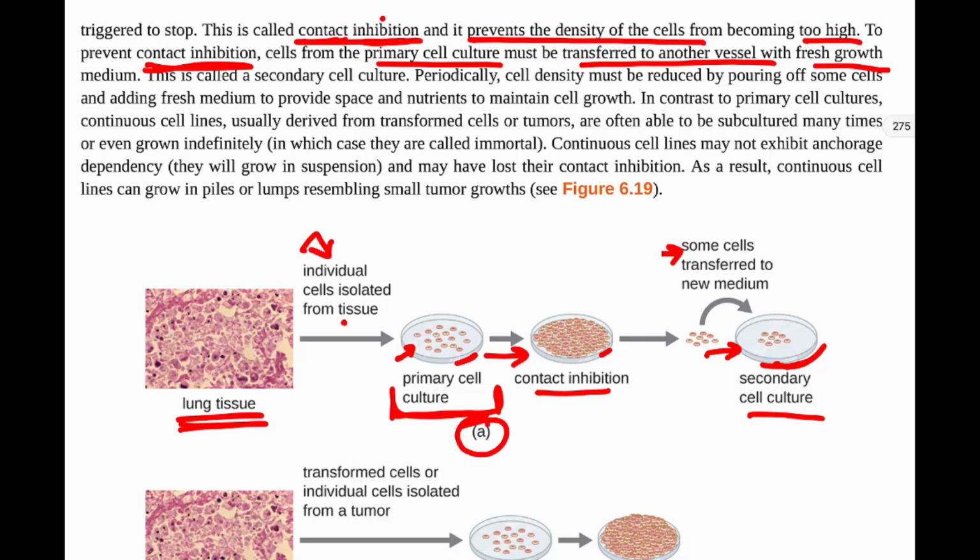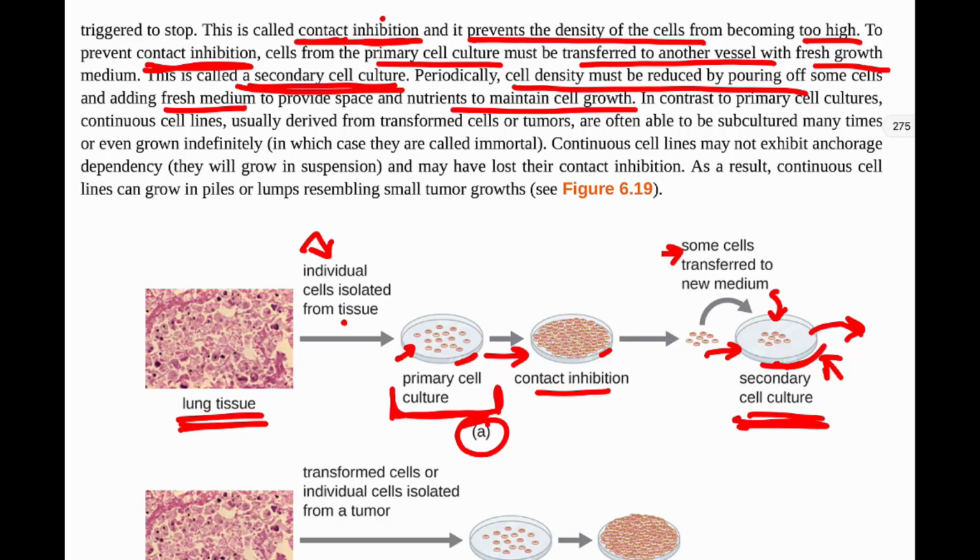I guess we'll talk about that in just a minute when we talk about HeLa cells. But to finish up this thought, we have our secondary cell culture. Periodically, the cell density must be reduced by pouring off some cells and then adding fresh medium to provide space and nutrients to maintain cell growth. So that's what they'll do in the secondary culture. They'll pour some off, and then add more medium in order to continue growing. But again, once they reach the edges, they'll stop going through mitosis and then die.